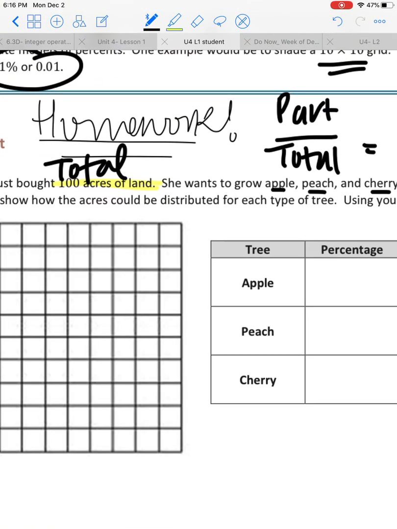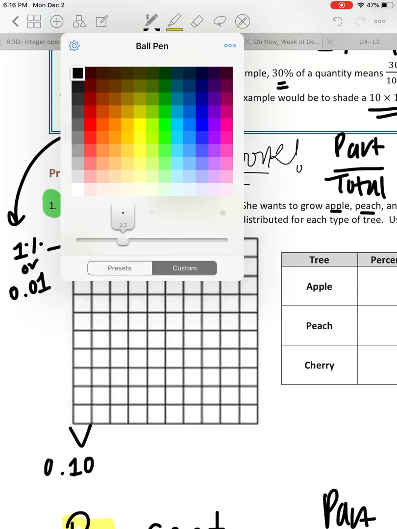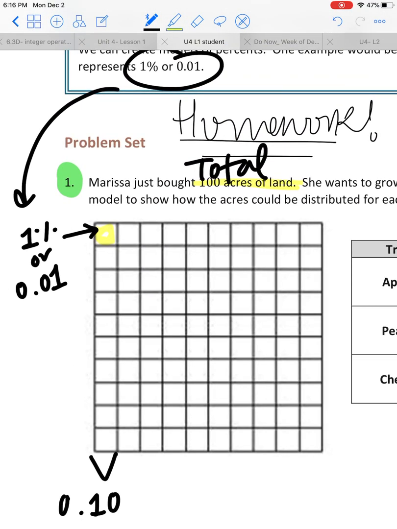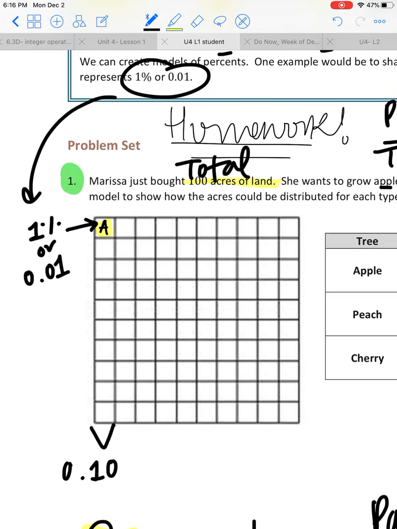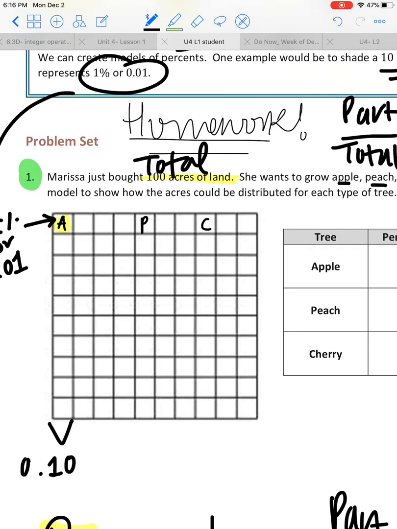So here it says to use colors. I know some of us might not have colors at home, and that's okay. So just make sure that you put A for apple, P for peach, and C for cherry, just to make sure. So you're going to do this in whatever format you want.